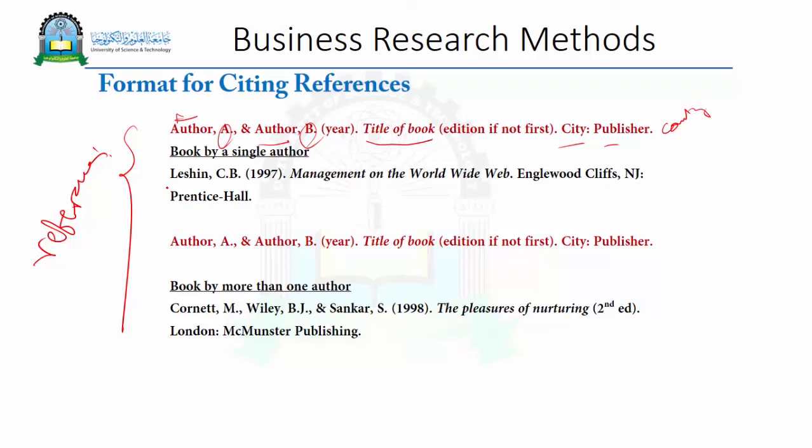So this is an example. La Chaîne, CB, 1997. The book title is Management on the World Wide Web, and it is italicized. Then the city, Englewood Cliffs, NJ, Prentice Hall, which is the publisher. This is another example, with the author the same way. Colonel Willie Snackers, 1998. The title of the book is A Pleasure Neutron, second edition, London, and then the publisher.